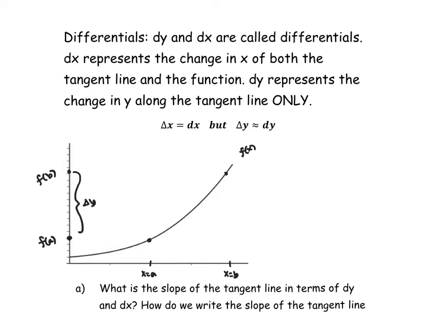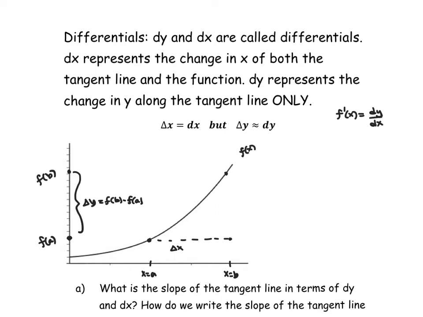Okay, now same thing here. I'm going to refer to this length here as delta x, which is just the change in x, or b minus a. So delta y is f of b minus f of a, and delta x is b minus a. All right, so now let's think of how we can isolate and determine how dy and dx relate to this situation.